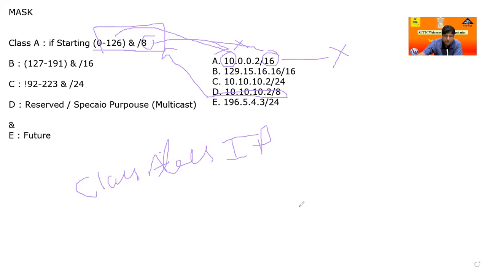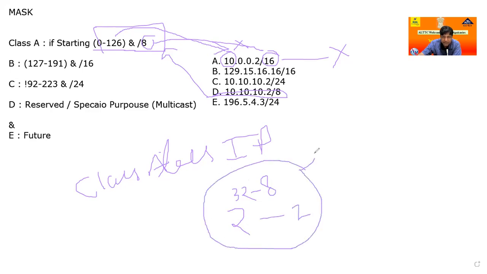Absolutely sure, because the number of hosts, the number of customers: how to calculate it? 2 to the power of the fixed part, 32 minus. Class A IP has the minimum fixed part, that is, the maximum customer part minus 2. So the maximum number of IPs is possible in a class A IP. Okay, no doubt. Okay.